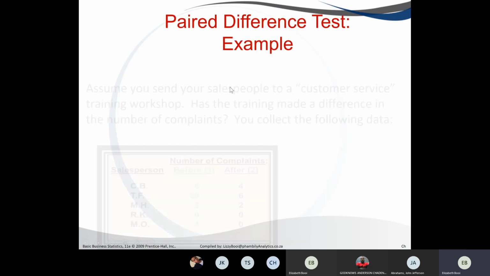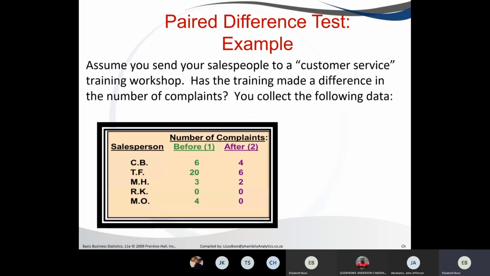Okay, so let's look at an example. Let's say you sent your salespeople to a customer service training workshop, and you want to find out, has the training made a difference in the number of complaints that you receive? And you go and collect the information from those salespeople. So we know that before training, CB received 6 complaints. After training, you still received about 4. And TF used to get 20 complaints. After training, he gets 6. Because I have from the same population, I have the before and I also have the after.